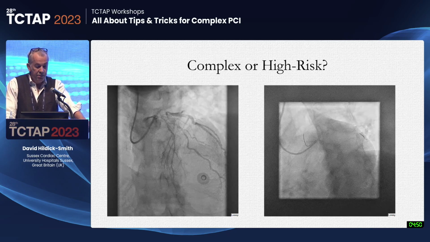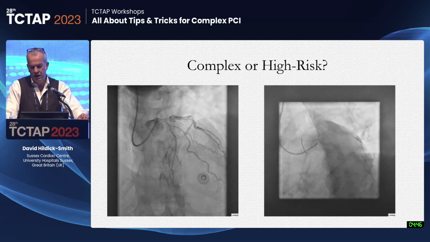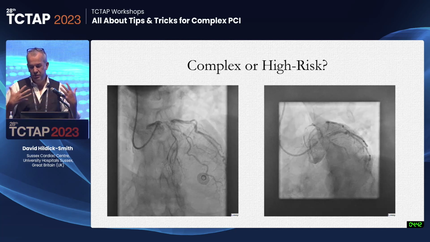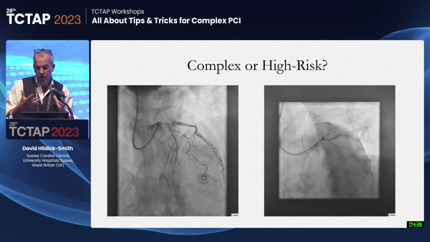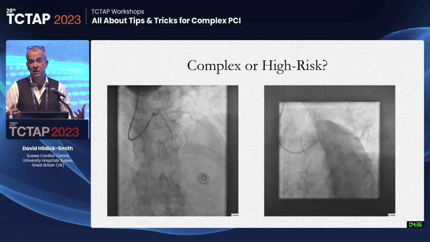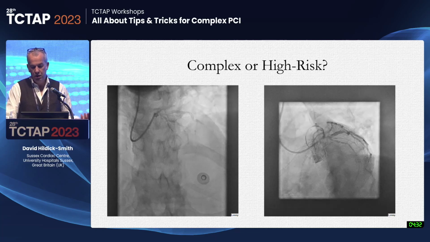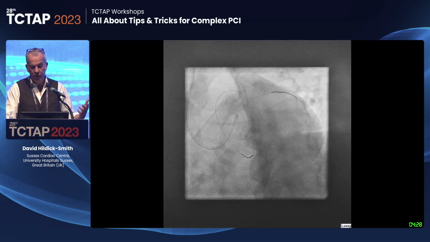And here's one which might be complex and it might be high risk. In fact, this is a case I did only a couple of weeks ago, a man with lymphoma who'd come in. His principal diagnosis was the cancer that he was under investigation for, but he also had terrible angina in the setting of a slightly low hemoglobin. In fact, it turned out to be neither complex nor high risk.